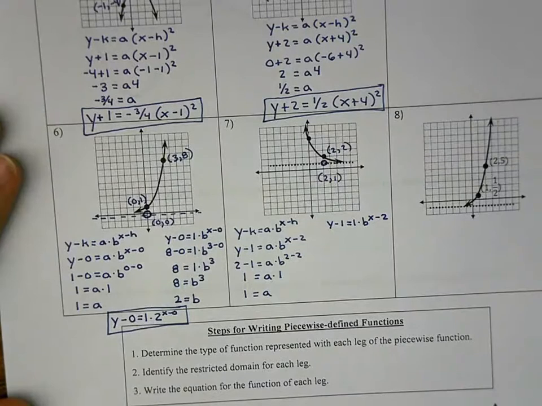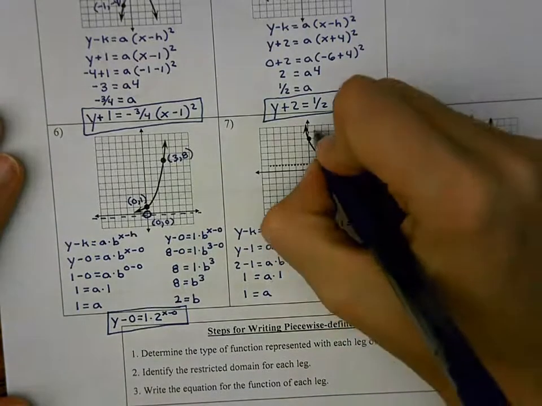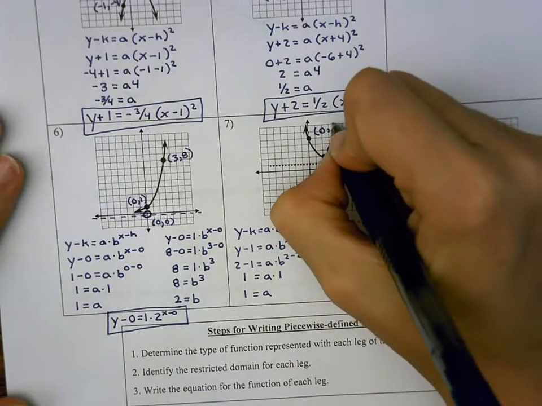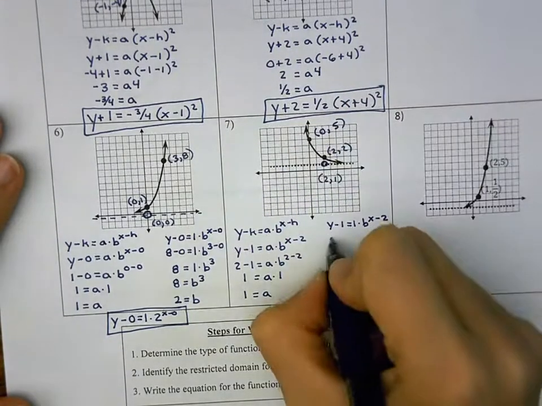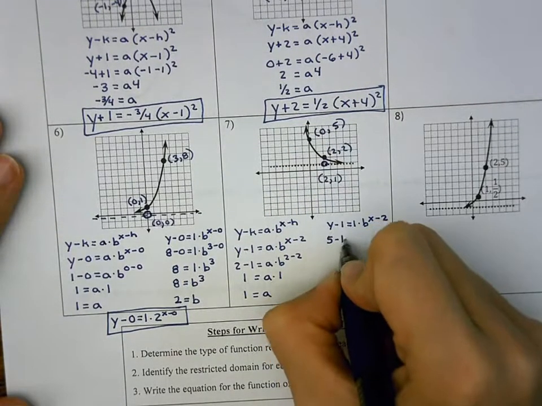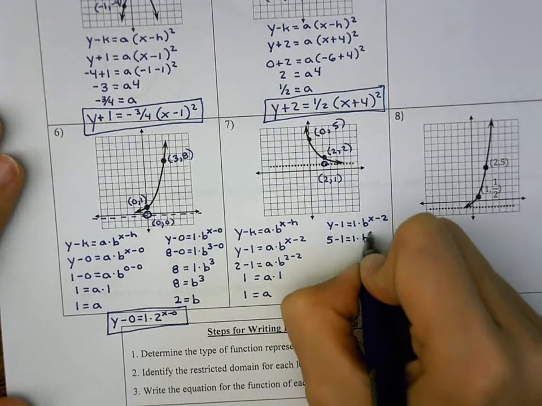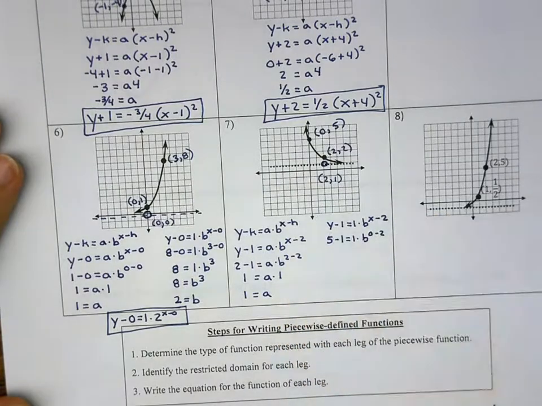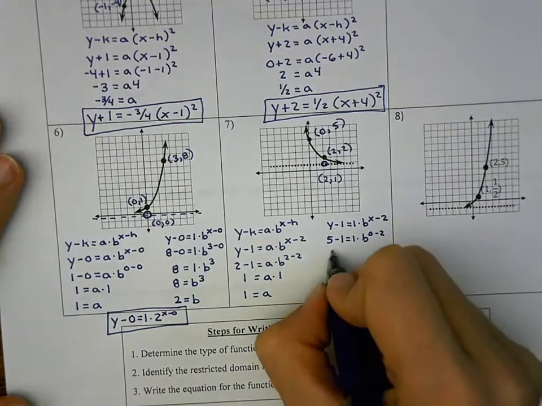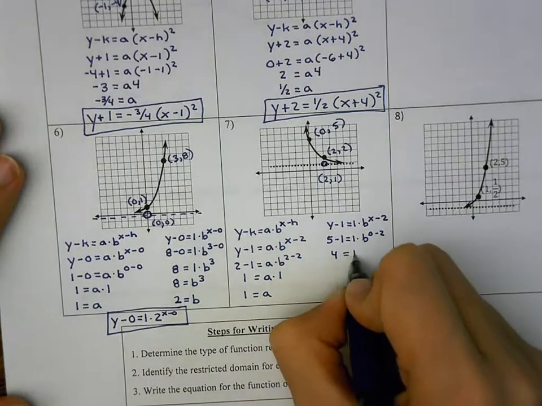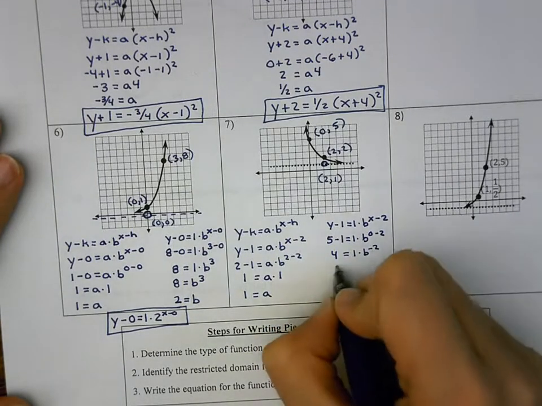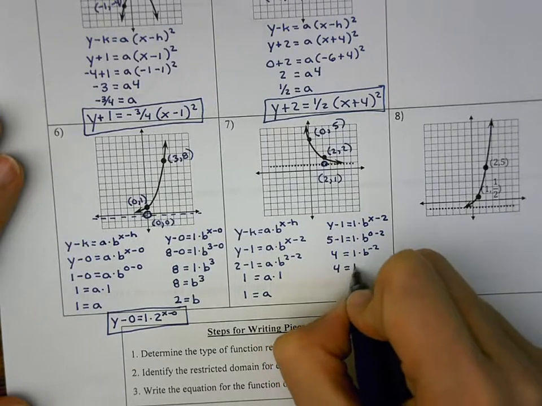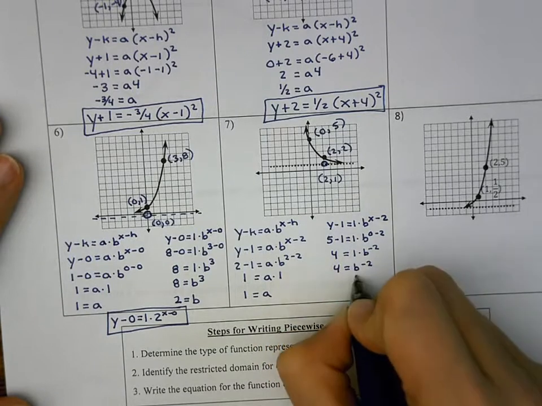Okay, then take your other point and plug it in. My other point is at 0, 5, up here. Plug it in. Okay, 5 minus 1 is 4. Dividing that 1 over, we get 4 equals b to the negative second. So what does that mean b equals?